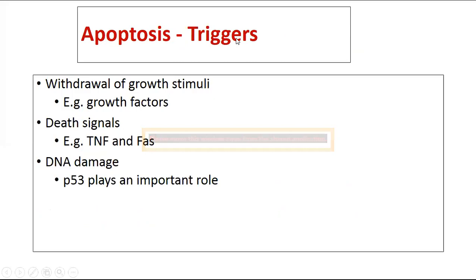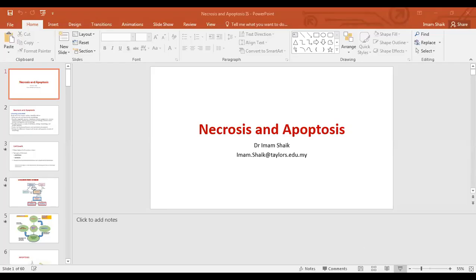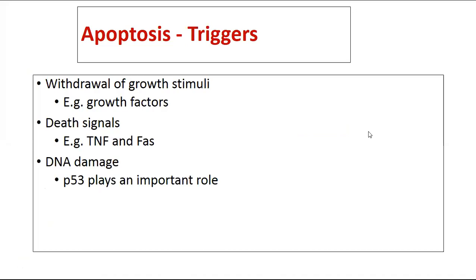So what is the trigger? Trigger for apoptosis is either the withdrawal of growth factors or growth stimuli. So the trigger for apoptosis is withdrawal of the growth stimuli.